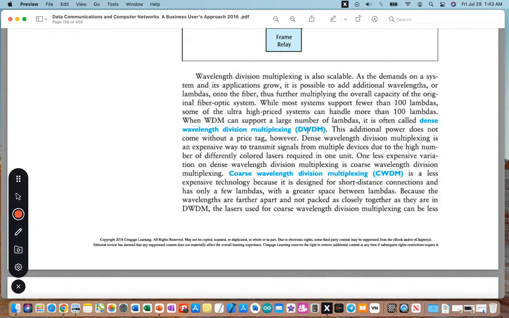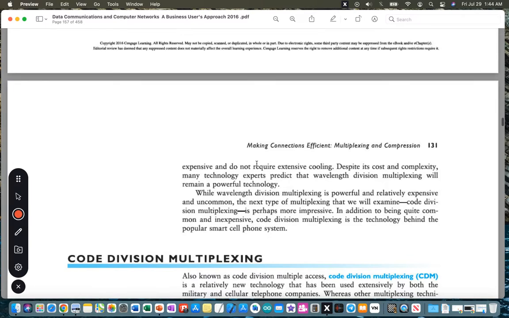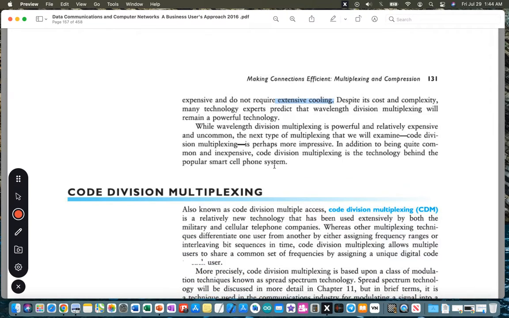Dense wavelength division multiplexing, DWDM. When WDM can support a large number of lambdas, it's often called dense. Coarse wavelength division multiplexing, CWDM, is a less expensive technology because it's designed for short distance connections and only has a few lambdas. Coarse WDM has few lambdas, with a greater space between lambdas, because the wavelengths are farther apart and not packed as closely together as they are in DWDM. Lasers used for coarse wavelength division can be less expensive and do not require extensive cooling. They get overheated. All right.